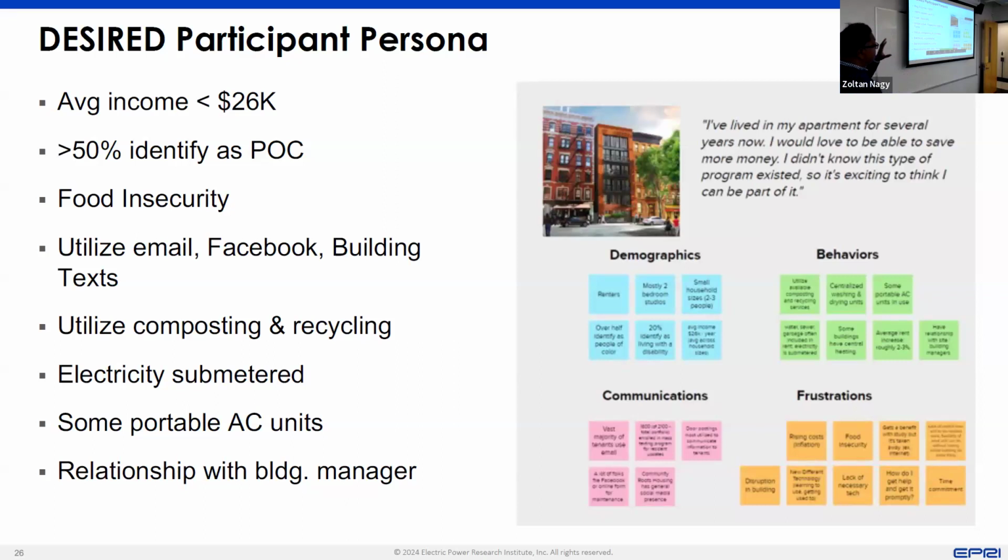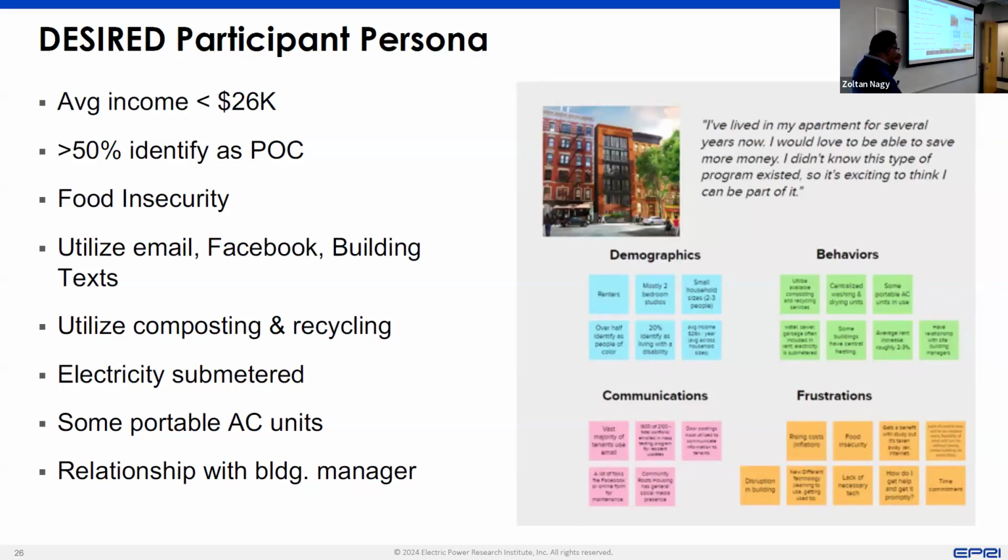These community residents utilize email, Facebook, and the building community has a text messaging system that they use for different things, typically for complaining about things that are broken, but nonetheless, they use it, right? So if they are able to use it for complaining, they could actually use it for getting some messages about how to use it better, right?